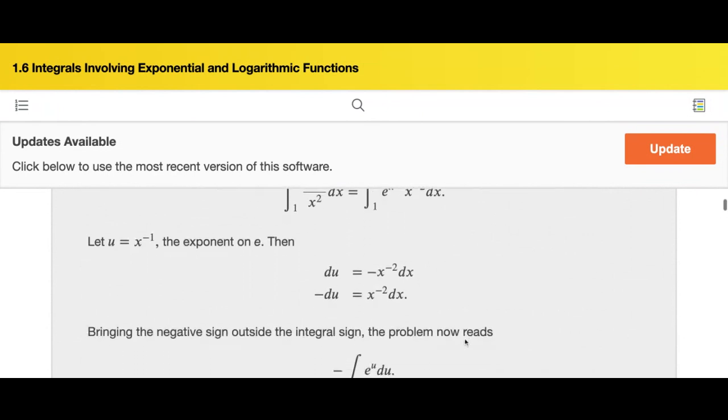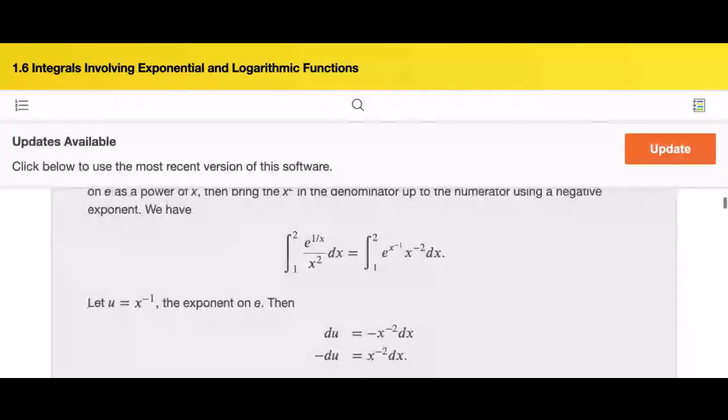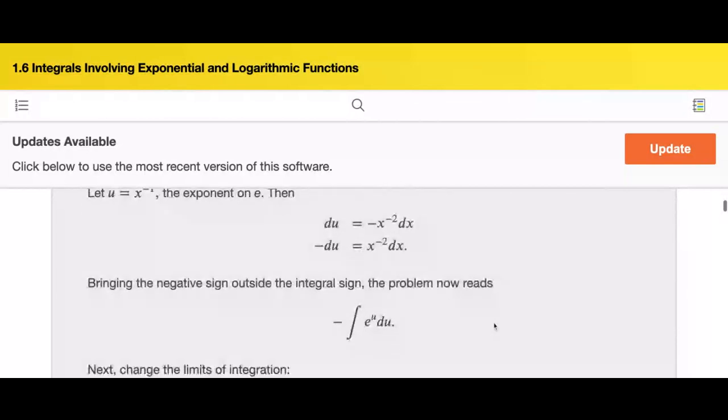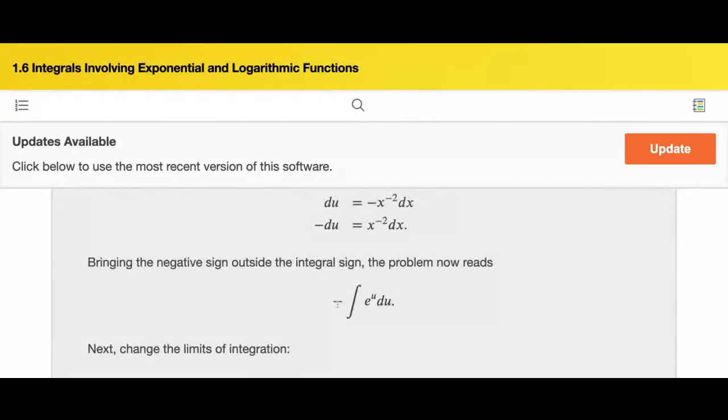So we substitute, and we get e to the u times negative du. So we have negative e to the u du.